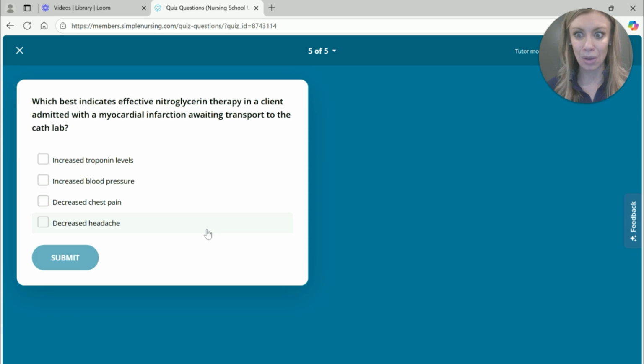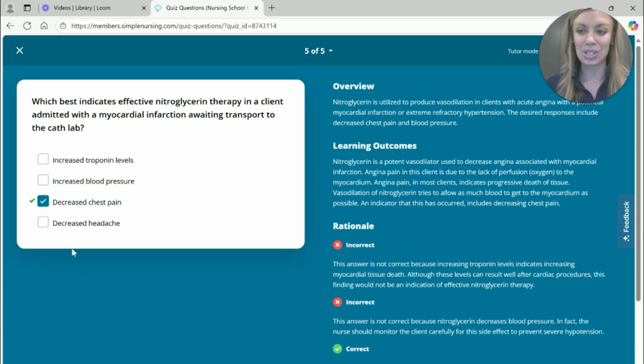Decreased chest pain. Okay, that would mean therapy is effective, especially with someone with an MI, that makes perfect sense. And decreased headache. Well, nitro can cause a nitroglycerin headache, so that wouldn't necessarily mean that it's effective. So I'm going to pick decreased chest pain. And again, what I love is it shows you why it's right, why it's wrong, so that you can understand your mistakes, or even sometimes if you guess right, why it was correct, and give you that further affirmation. So that way you can remember it for next time.